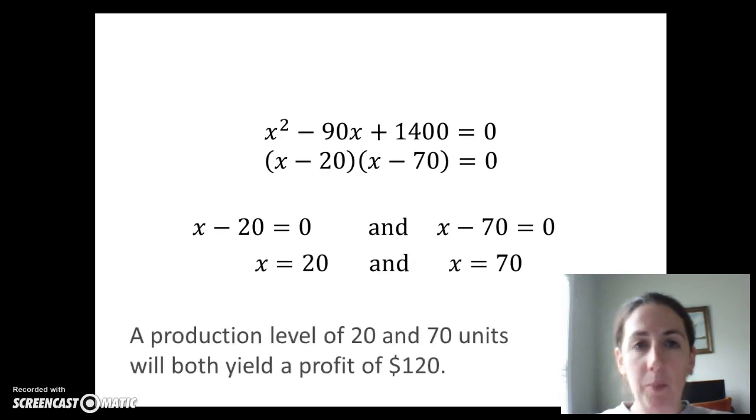So this means that our profit is going to hit $120 twice, when we produce and sell 20 units and when we produce and sell 70 units.